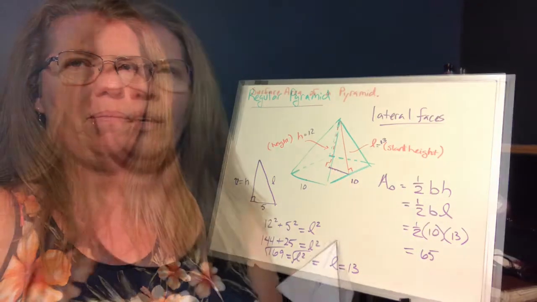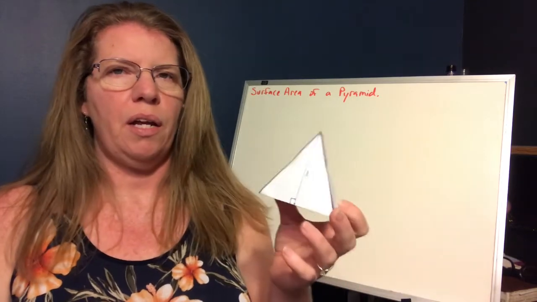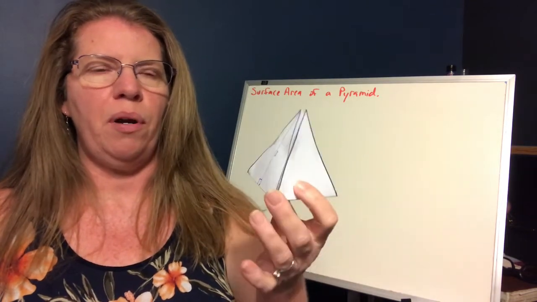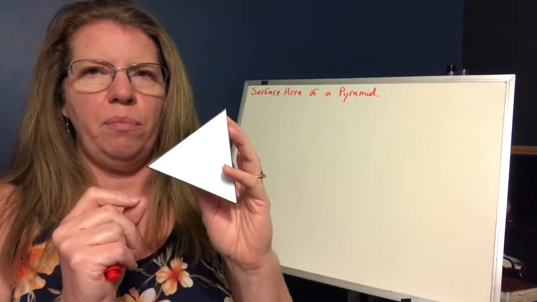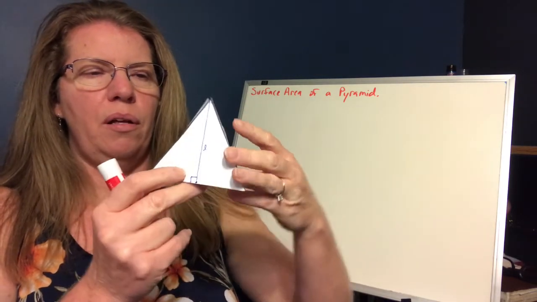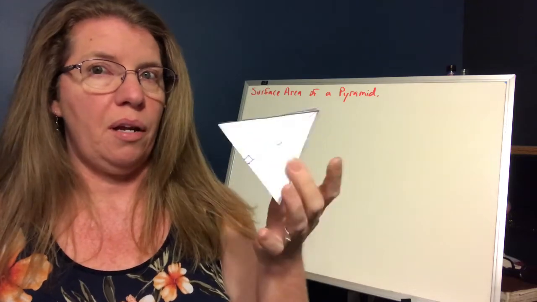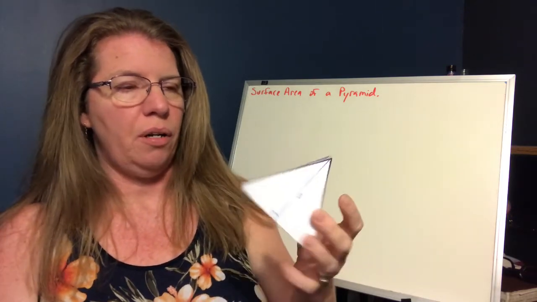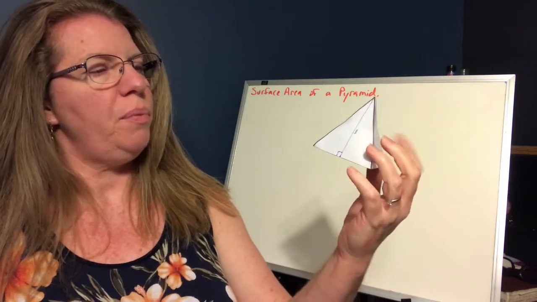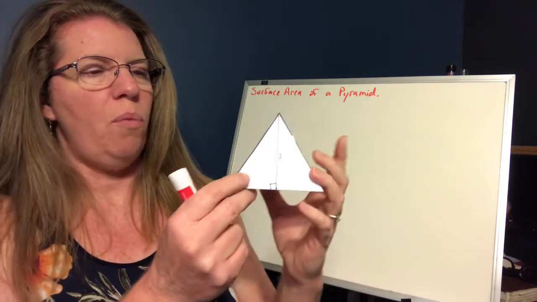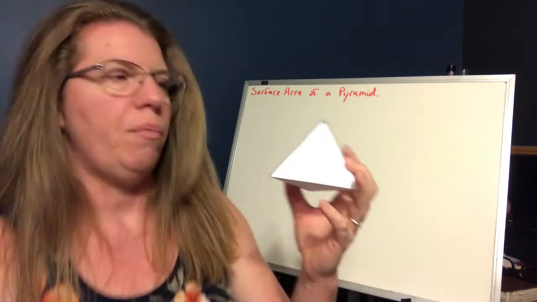Okay, now we're going to look at finding the whole surface area of a pyramid. I have a different pyramid here. This is a triangular pyramid. The base is a triangle. You may remember this from our Platonic solids. It's also a tetrahedron. Lots of names sometimes. All right, so we're looking at a triangular pyramid. What I wanted to do was open it up for you. Hopefully I brought my scissors here.